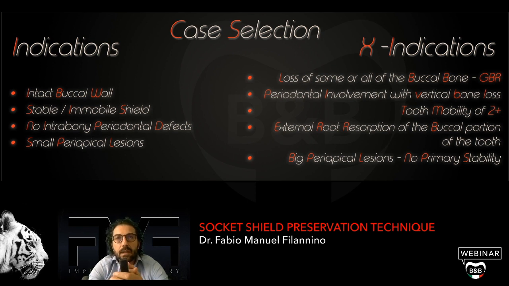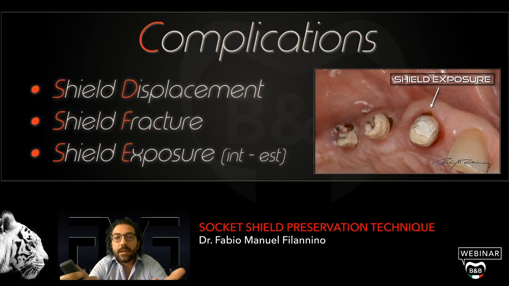We also have a relative risk, that is when we have external root resorption. Even if the resorption is not in the shield that we want to keep in our surgery, this is a relative risk that we have to think about very well when deciding whether to go through the socket shield or not, especially in a very high aesthetic area. The complications actually are all about the shield.